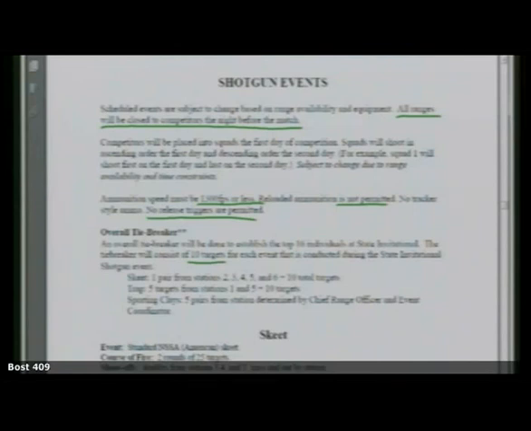Skeet will be one pair from stations 2, 3, 4, 5, and 6 for a total of 10 targets. Trap would be 5 targets from stations 1 and 5 for 10 targets. And sporting clays would be 5 pairs from stations determined by the chief range officer and event coordinator. It is important to note here, when we talk of sporting clays, based on where the event is held, Camp Bonacci does have the availability to do sporting clays.